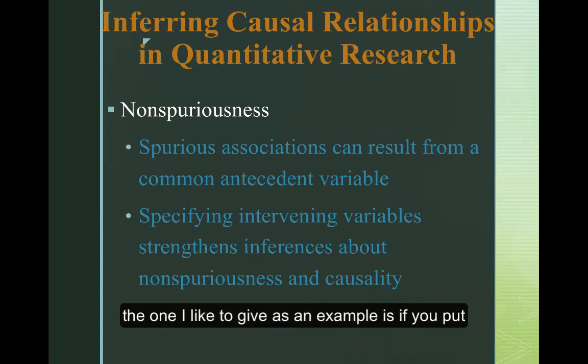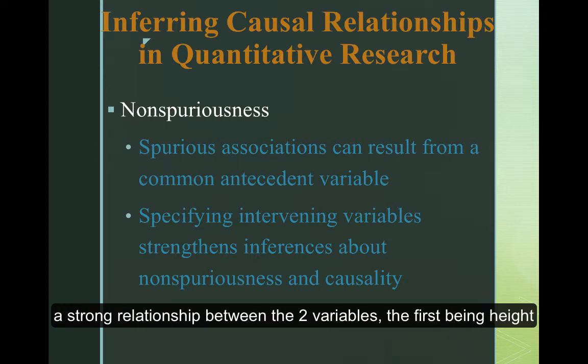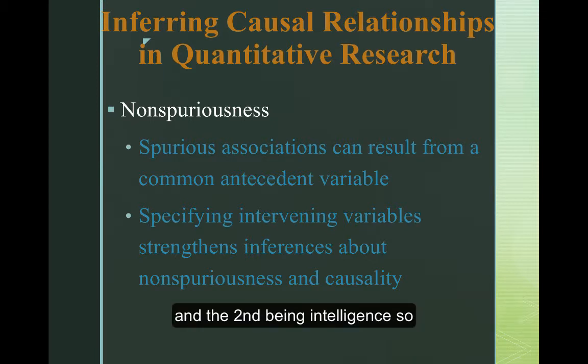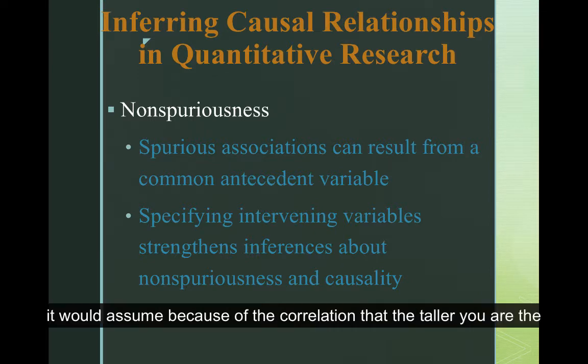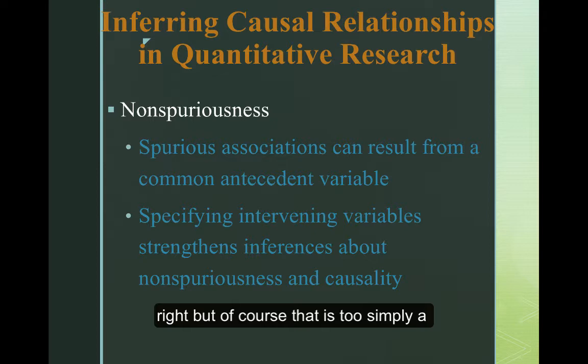So the one I like to give as an example is that if you put these 2 variables together into a lot of SPSS data, you would find a strong relationship between them, the first being height and the second being intelligence. So it would assume, because of the correlation, that the taller you are, the smarter you are. So as a person that's 5'10", I'm cool with that, right? But of course, that's too simple a relationship.